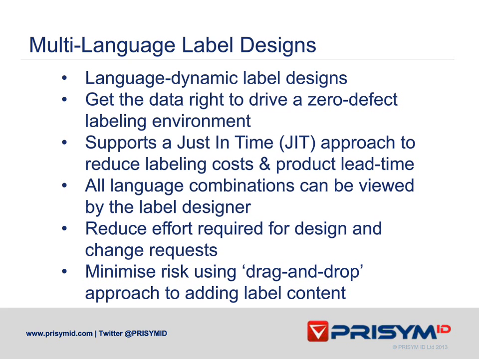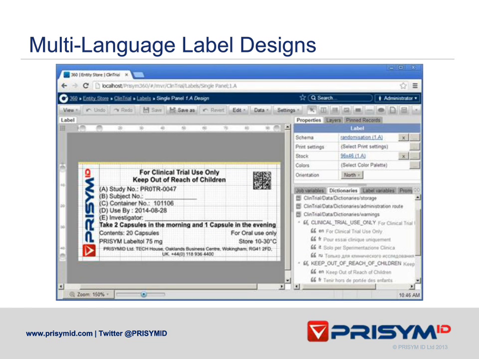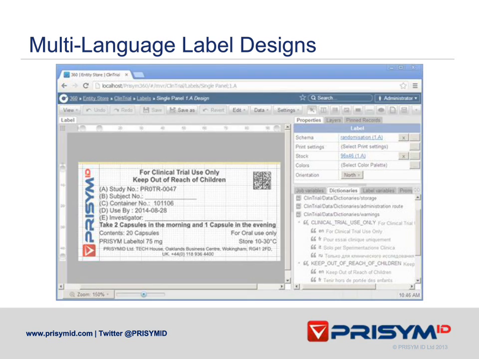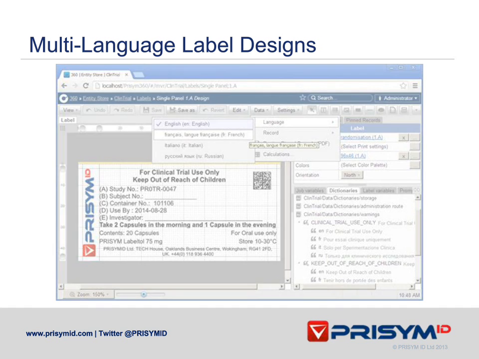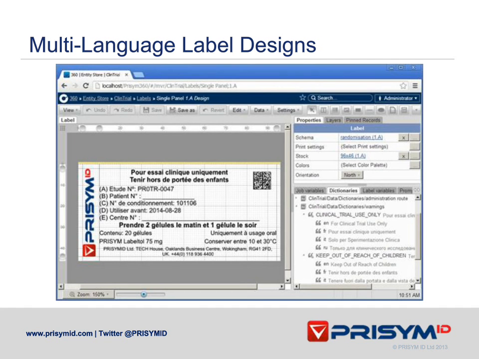In the next few slides, we'll see an example of a dynamic language label using the standard interface. This first screen shows an English layout with some of the available language content provided to the designer in the bottom right pane alongside the study data. The designer can now select to preview the design in any available language from the interface menu. In this next example, we'll select French. You can now see exactly the same label design presented in French with automatically resized content where appropriate.